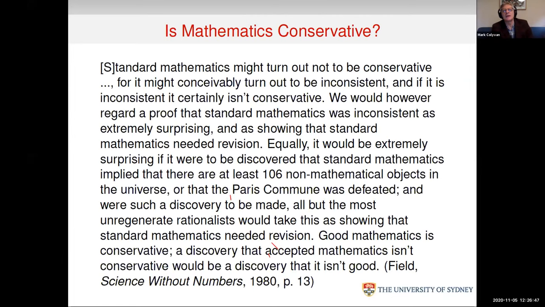Standard mathematics might turn out not to be conservative, for it might conceivably turn out to be inconsistent. And if it's inconsistent, it certainly isn't conservative. We would, however, regard a proof that standard mathematics was inconsistent as extremely surprising and as showing that standard mathematics needed revision. Equally, it would be extremely surprising if it were to be discovered that standard mathematics implied that there are at least 10^6 non-mathematical objects in the universe, or that the Paris Commune was defeated. And were such a discovery to be made, all but the most unregenerate rationalists would take this as showing that standard mathematics needed revision. Good mathematics is conservative. A discovery that accepted mathematics isn't conservative would be a discovery that it isn't good.